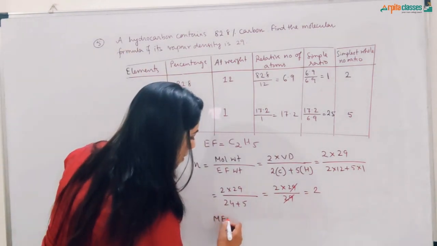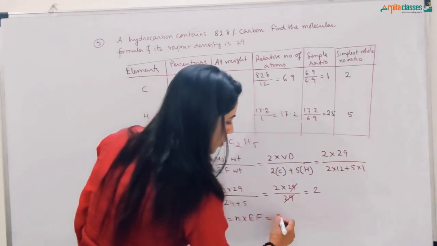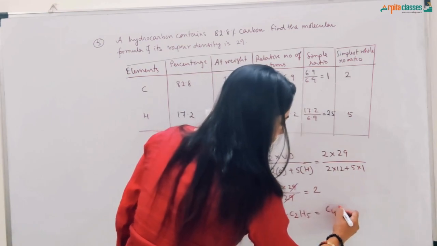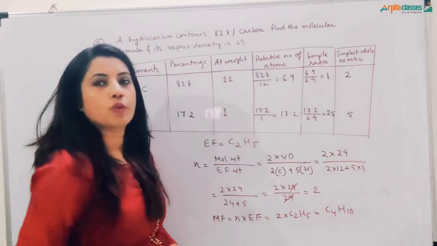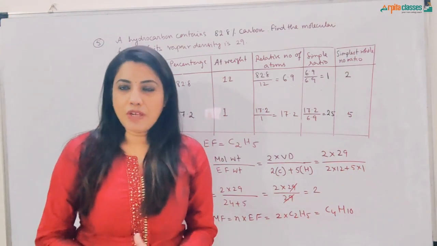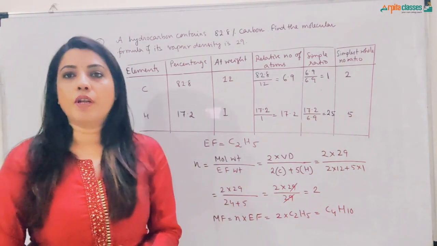Therefore, molecular formula will be N into empirical formula. N is 2 and empirical formula is C2H5. So that gives you C4H10. So the molecular formula of this compound is C4H10. So in today's video, we have covered 5 questions on empirical formula and molecular formula.